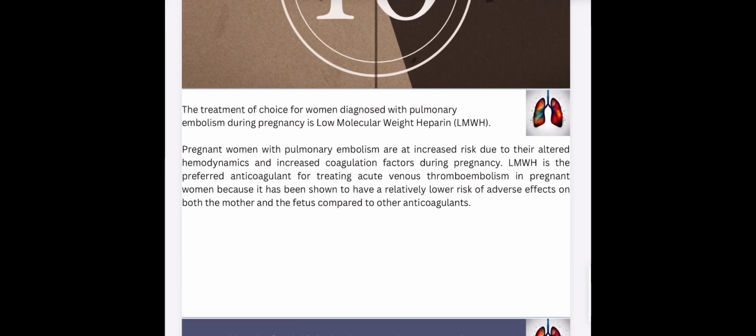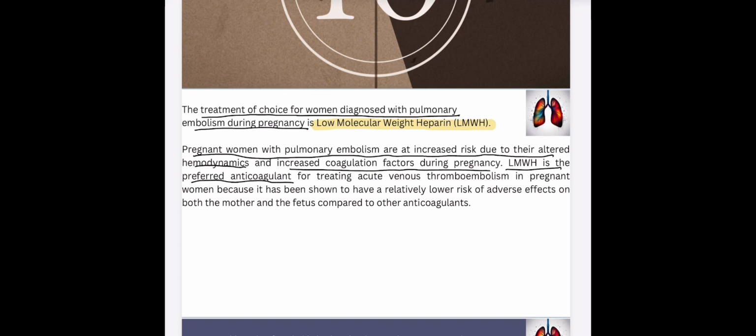The answer is the treatment of choice for a woman diagnosed with a pulmonary embolism during pregnancy is low molecular weight heparin. Pregnant women with pulmonary embolisms are at increased risk due to altered hemodynamics and increased coagulation factors during pregnancy. Low molecular weight heparin is the preferred anticoagulant for treating acute venous thromboembolism in pregnant women because it has been shown to have a relatively lower risk of adverse effect on both the mother and fetus compared to other anticoagulants.